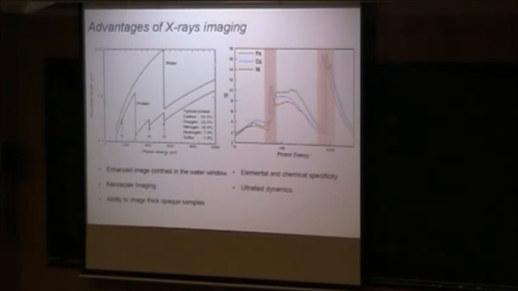So overall, the advantages of using X-rays are that we could get better image contrast in the water window. We have elemental specificity, nanoscale imaging, and ultrafast dynamics. And what I'm going to talk about today is we're working our way to imaging thick, opaque samples. What I mean by this is, say, for example, many companies are producing microchips on large silicon wafers. In order to image these, we want to be able to image the surface of the wafer. So we need to work in some sort of reflection geometry because there's no way to image through an inch-thick piece of silicon. So instead, we need to image the surface, and that's what we're working on.